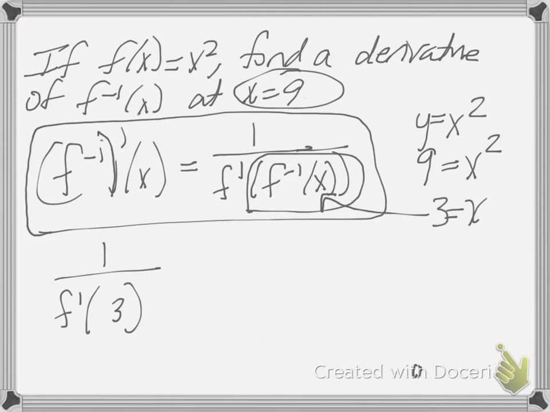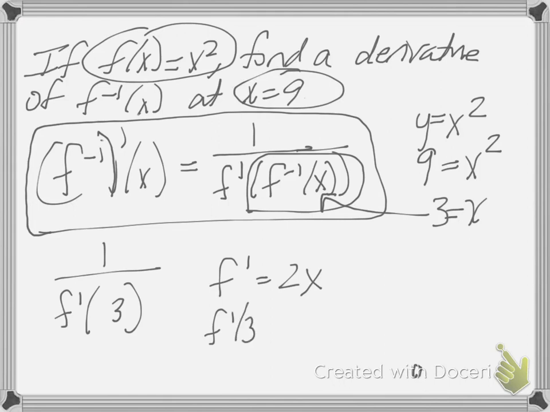Okay, now we need f prime of 3. So what is f prime? Well, here's f. F prime is equal to 2x, and f prime of 3 will just be 2 times 3, which will get you 6. So this is going to equal 1 over 6, which is what we got doing it the other way before. Okay, we're going to do another one.